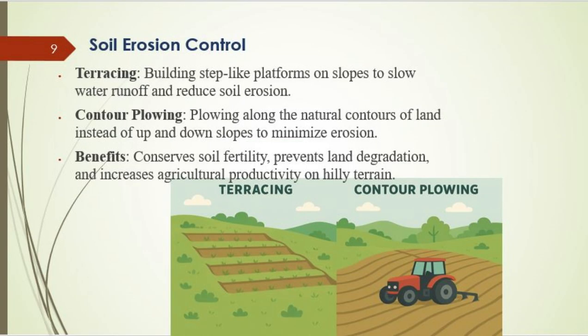Soil erosion control. Soil erosion occurs when wind or water removes fertile topsoil. 2 common methods to reduce erosion are terracing, building step-like fields on slopes to slow water runoff, contour plowing, plowing along the natural contours of hills instead of straight up and down. Benefits: conserves fertile soil, reduces runoff, increases crop yields, prevents land degradation.